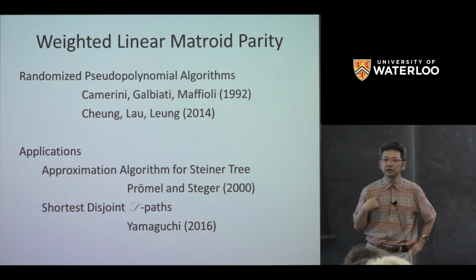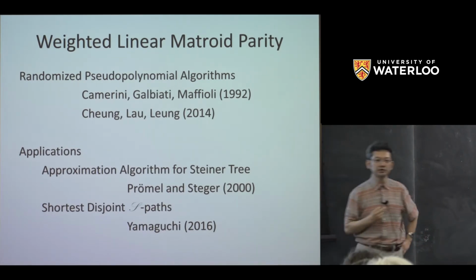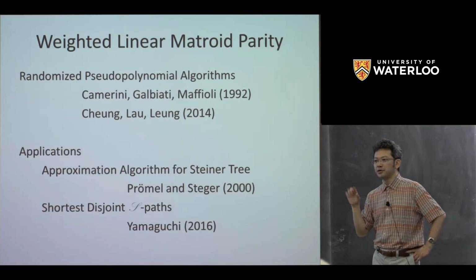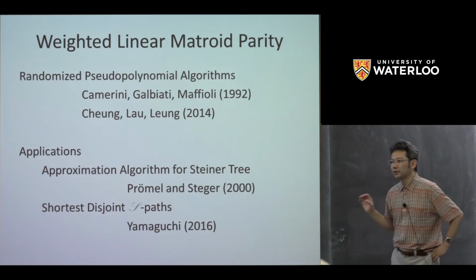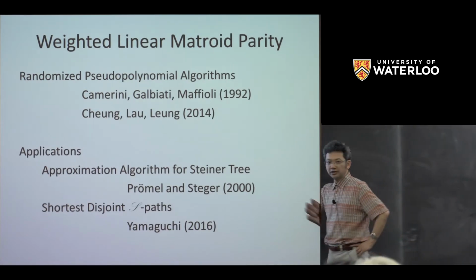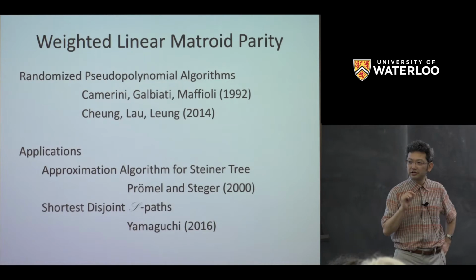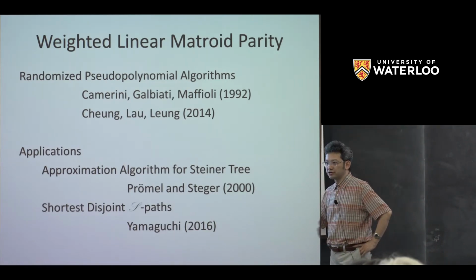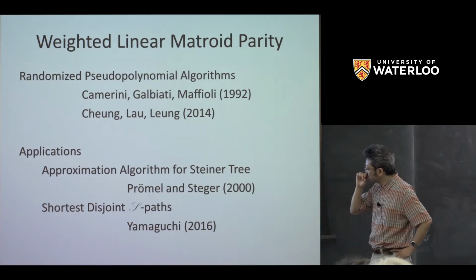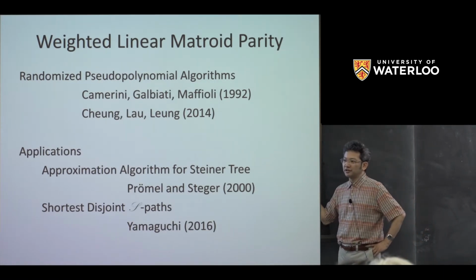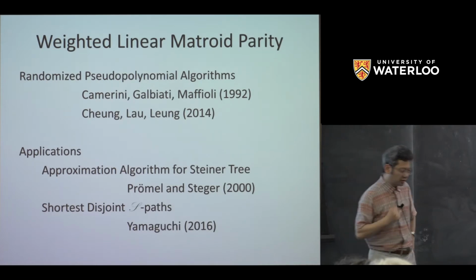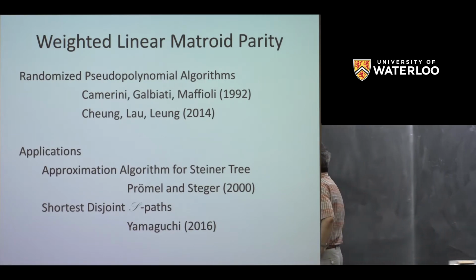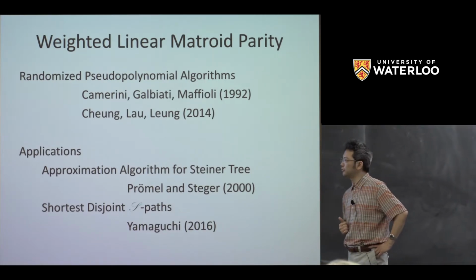An application includes, for example, the approximation algorithm for Steiner tree. Prömel and Steger gave a 5/3 approximation algorithm for that. So at that time, it was a very good approximation ratio. But nowadays, for example, Laura Sanità and her co-authors developed a much better, stronger approximation ratio. But I still hope that there should be a way to exploit this weighted linear matroid parity problem as a tool for the design of approximation algorithms.